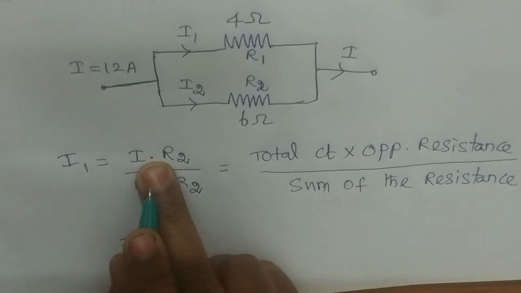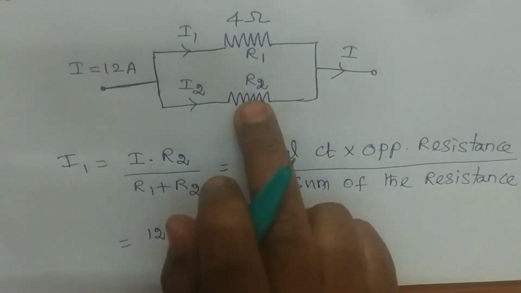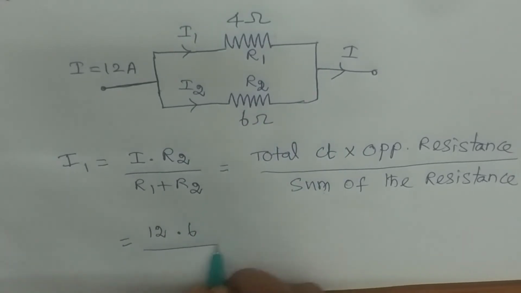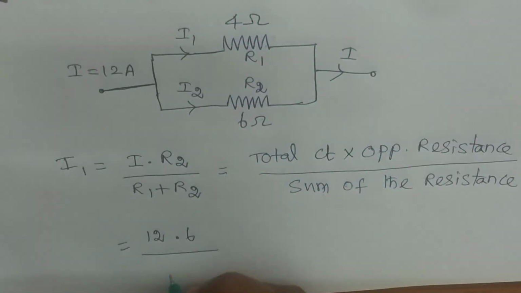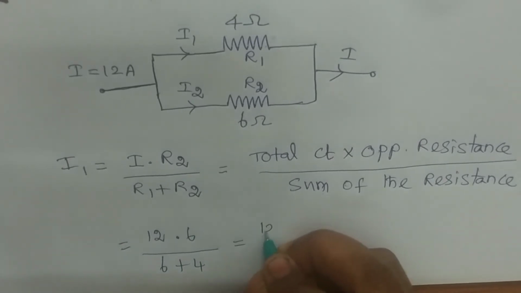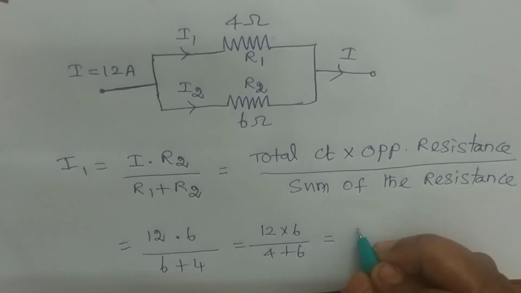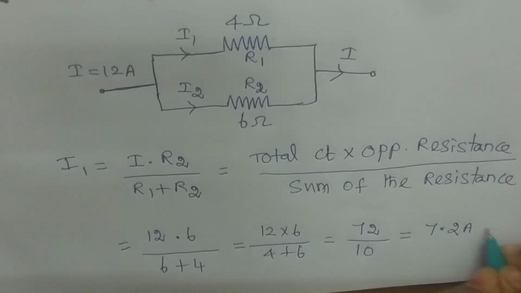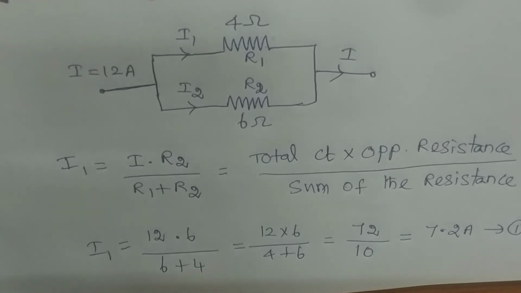We know that the total current I is given, it is 12 amps, into the opposite resistance. For I1, the opposite resistance is R2. The value of R2 is 6, divided by the sum of these two resistances, R1 plus R2, 6 plus 4. 12 into 6 divided by 6 plus 4, which is 72 divided by 10, equal to 7.2 amps. So the current flowing through resistance R1, I1, is 7.2 amps.